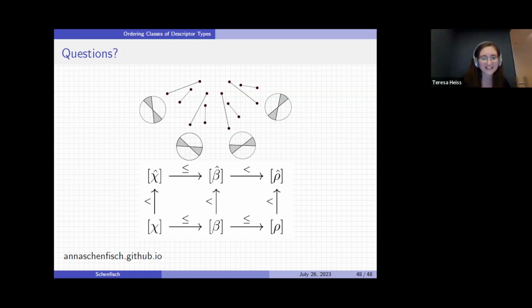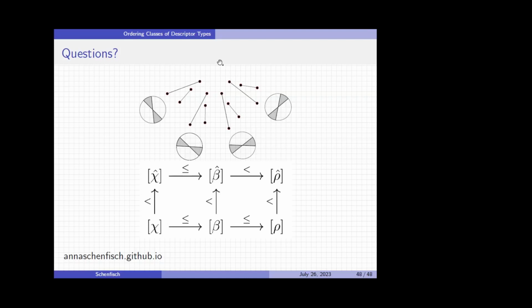Okay, last chance for asking questions. Yeah, just to piggyback off of what Teresa was saying, which topological descriptors are not comparable?